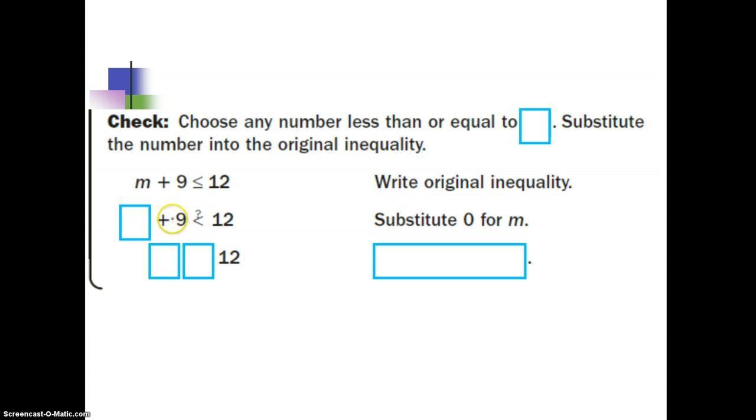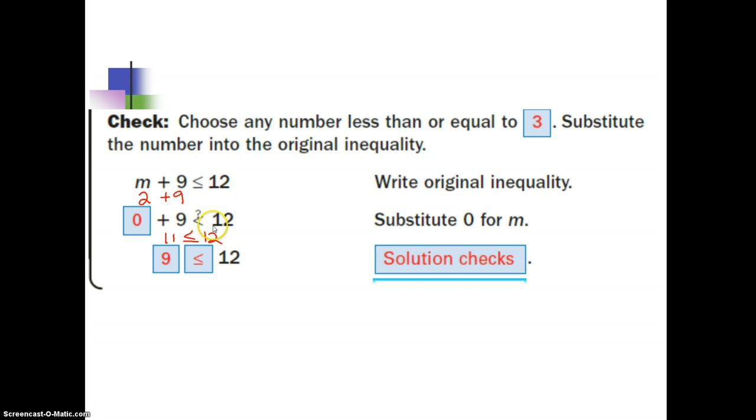Remember, you can still check to make sure that your m is less than or equal to 3 is correct. Substitute a number in that is less than 3. I'm going to put 0. 0 plus 9 is 9, and that's less than 12. You could have picked 2, because that's less than 3. That's 11 is less than or equal to 12, which is true.